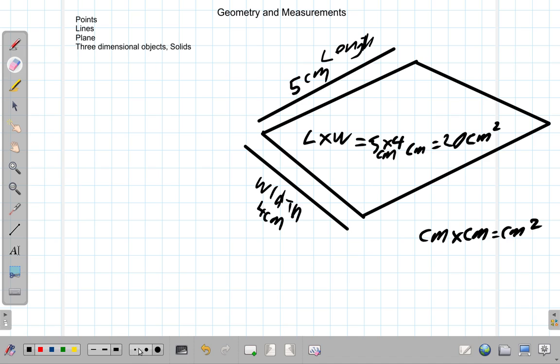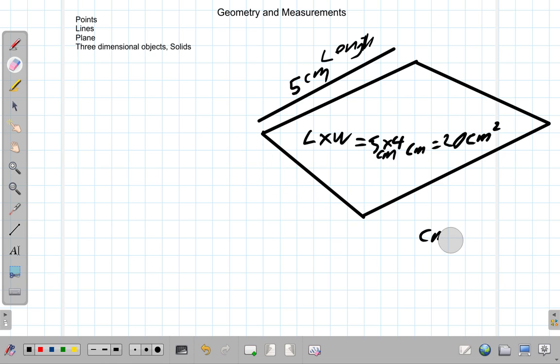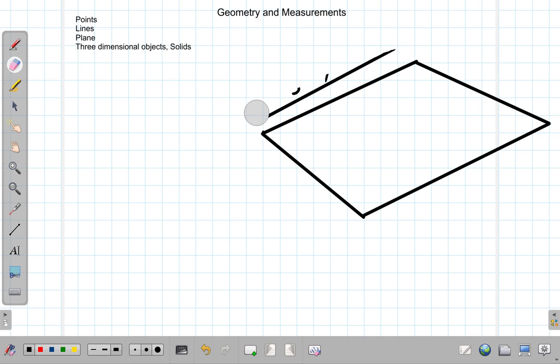Let me just erase some of this work because we're going to move on to the next concept that we want to look at. Let me erase it slowly. I don't want to erase any part of my plane here. Okay, good.